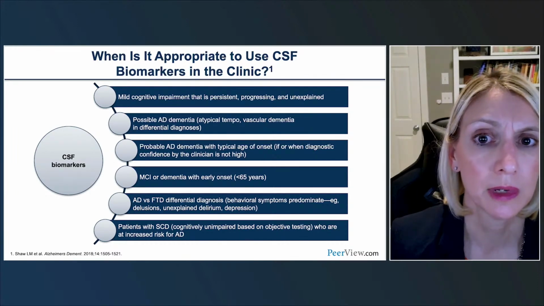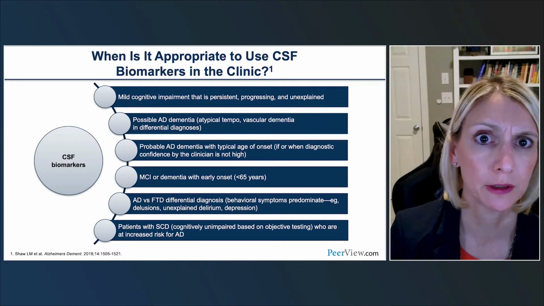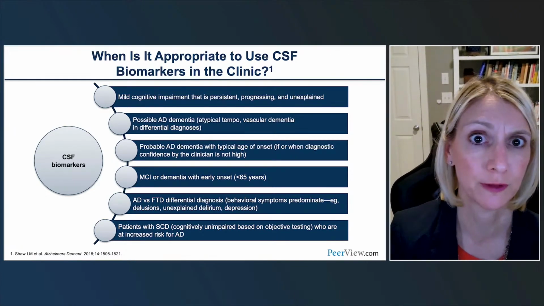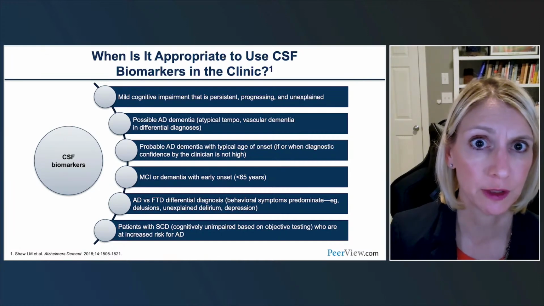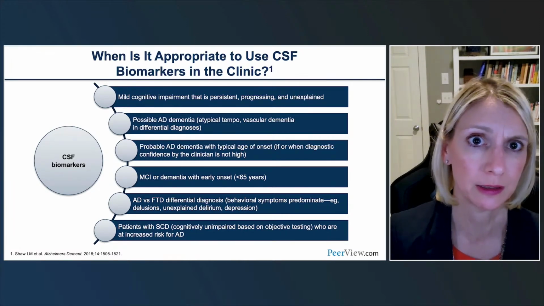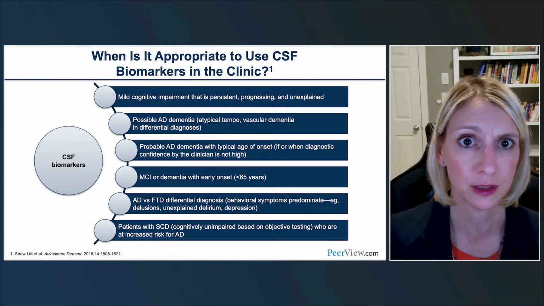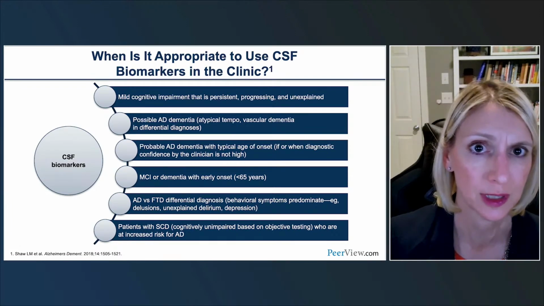So I think CSF biomarkers are particularly appropriate for affirming presence of pathology. As we'll talk about in the future with blood, we're not quite there yet in terms of sensitivity and specificity to solely base the pathological diagnosis on that.